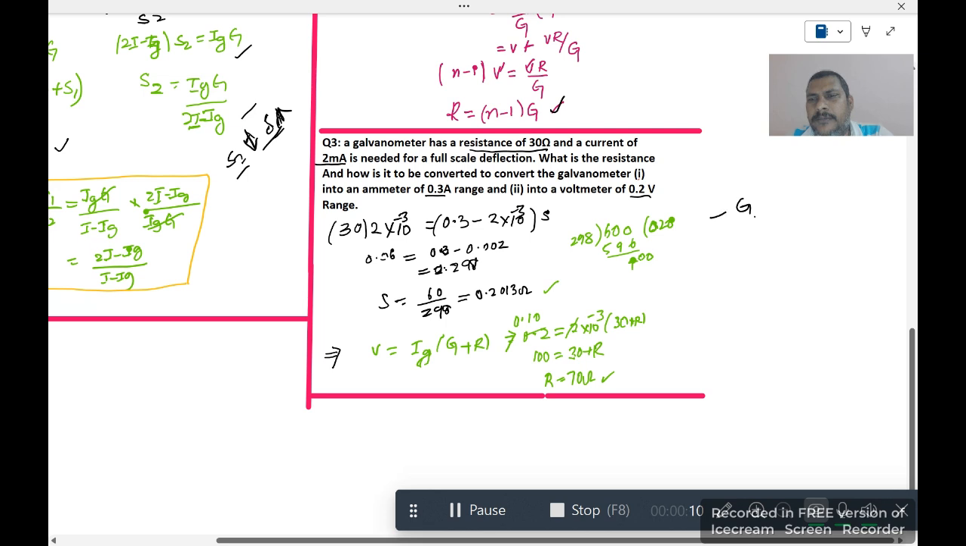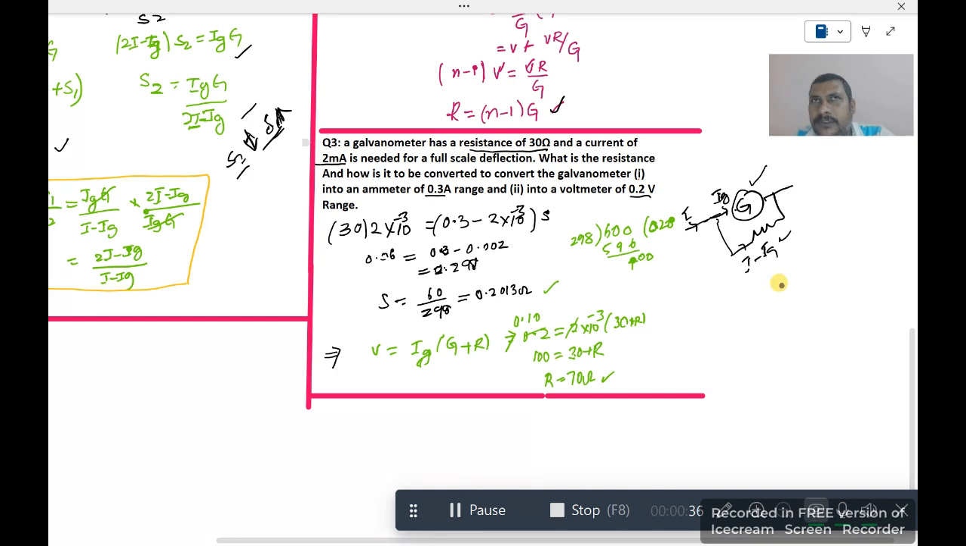So this is G. There is a shunting resistance like this. Here the current is I minus Ig, where I is the range of current and Ig is the current through the galvanometer. The voltage here and here is the same because the galvanometer resistance and shunt resistance are in parallel. Voltage means I into R according to Ohm's law. So Ig into G equals (I minus Ig) into S, and S is equal to the following.